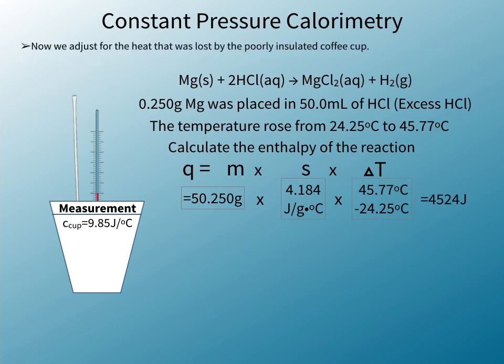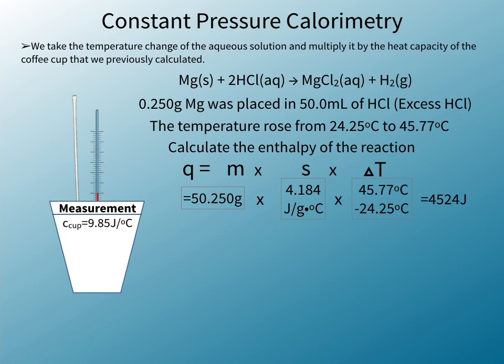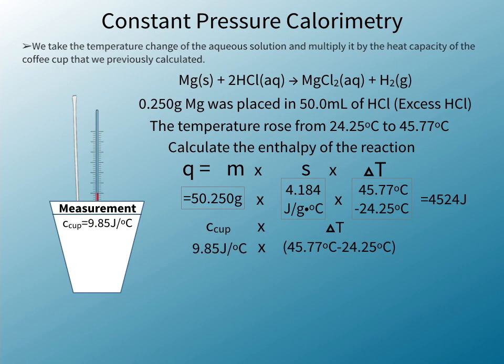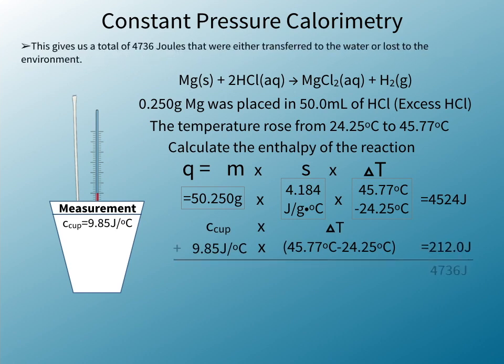Now we adjust for the heat that was lost by the poorly insulated coffee cup. We take the temperature change of the aqueous solution and multiply it by the heat capacity of the coffee cup that we previously calculated. This gives us a total of 4,736 joules that were either transferred to the water or lost to the environment.